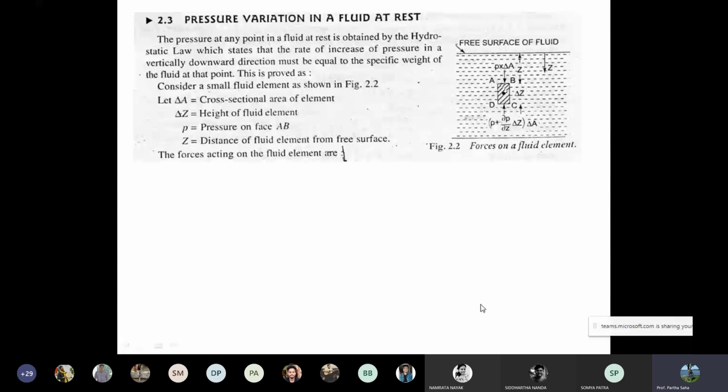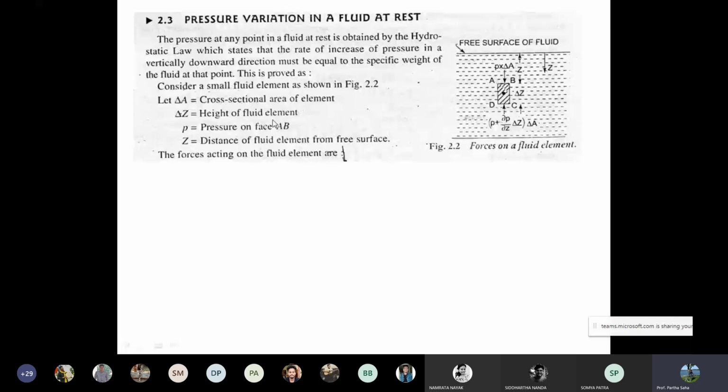Now, how do you determine the pressure variation? Then another expression is there: pressure variation in a fluid at rest. We are considering a rectangular body which is submerged at a distance z from the top of the surface. The area is given as p delta A on this, and let delta A be the cross-sectional area of the element.